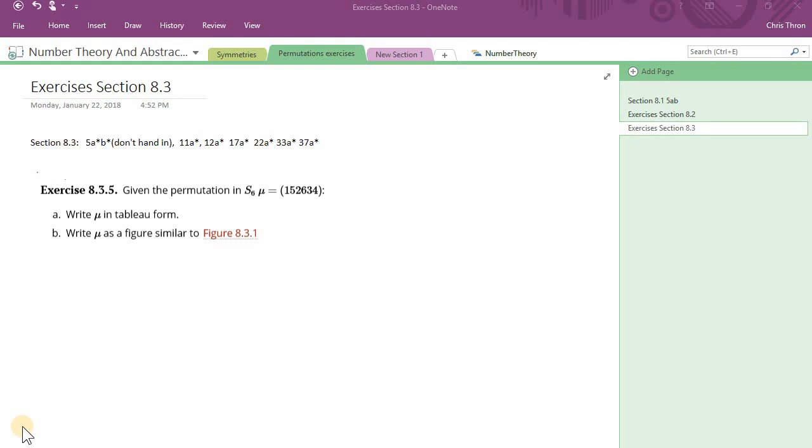Okay, I wanted to do some exercises from section 8.3, and here we have a permutation. This is in cycle notation. And the idea of cycle notation is that the element that an element goes to is next to the element. So here you have 1 goes to 5, 5 goes to 2, 2 goes to 6, etc.